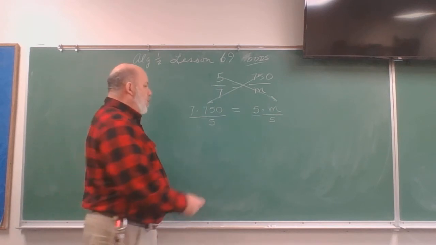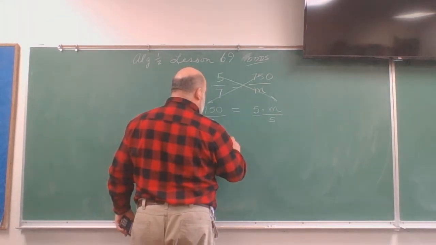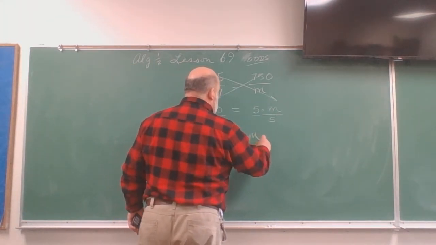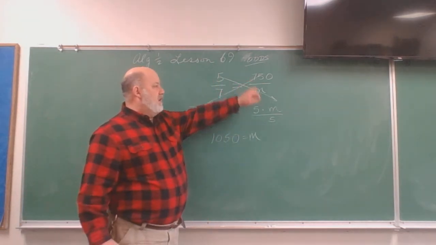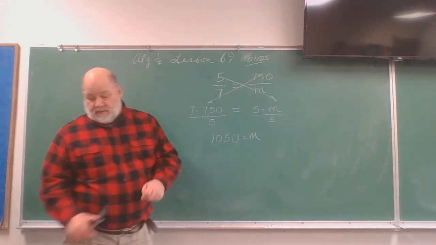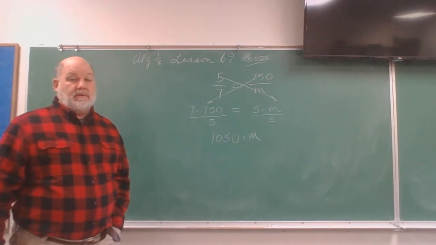And I get 1,050 equals the number of macaws. When there were 750 parrots, there were 1,050 macaws. Okay?